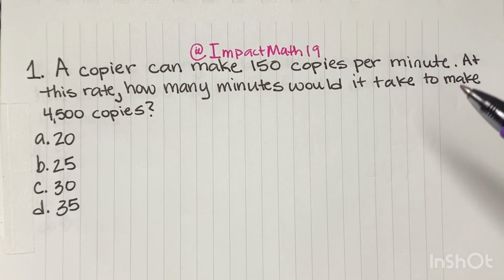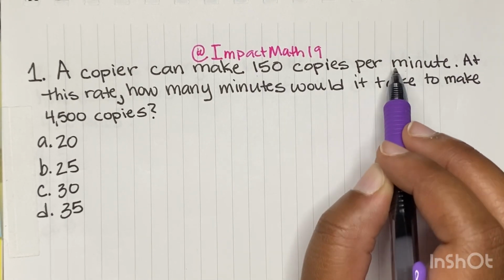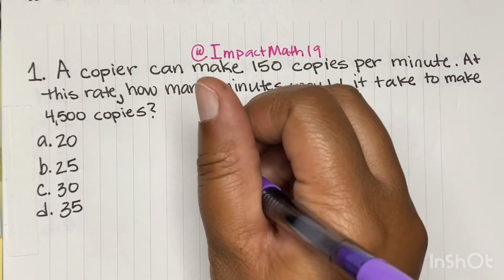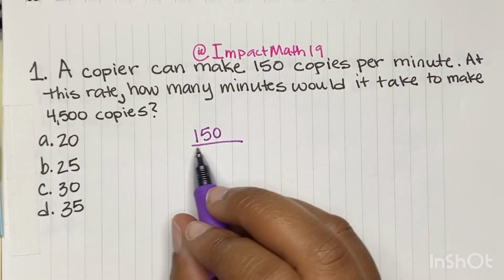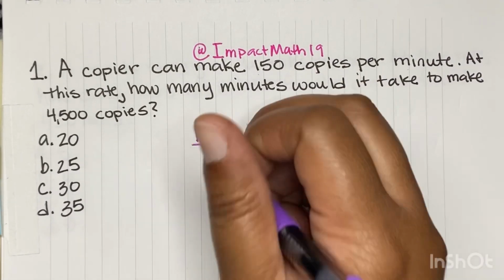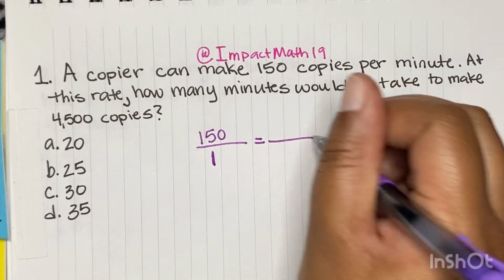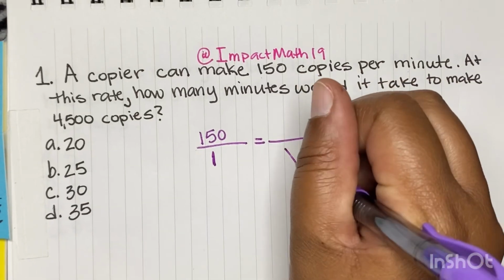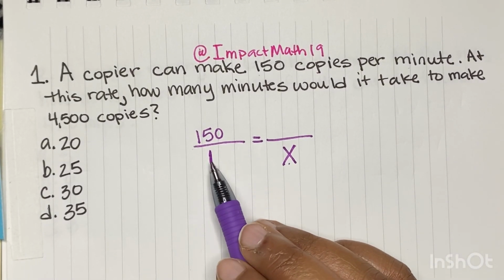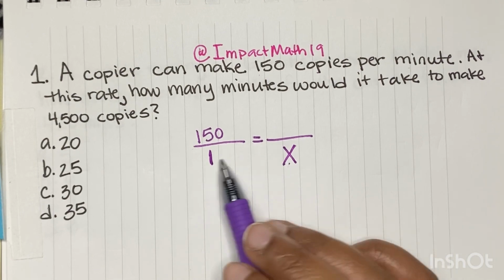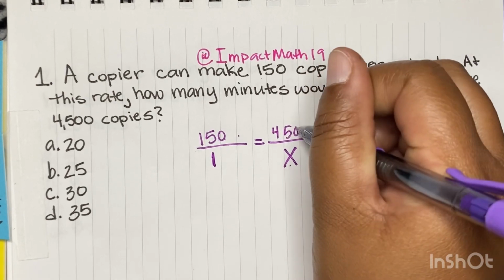So here, when it says 150 copies per minute, that's our first fraction, okay? So we're doing 150 copies per, so divide by a minute. So we're gonna put 1 minute. Now it's asking how many minutes. Well, I don't know how many minutes. So when you don't know something, you have to put an X. We're putting the X on the bottom because we chose to put the per minute on the bottom. So the units have to line up. And then since we put 150 copies, we're gonna put 4,500 copies on top.